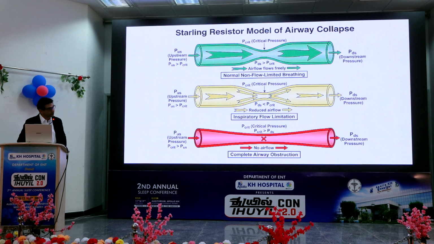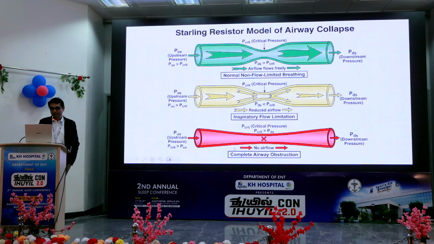This is a diagrammatic representation of Starling's law. The first one, the green, is the normal one. The PUS is the upstream pressure, Pcrit is the critical pressure, and the PDS is the downstream pressure. When the upstream pressure is more than the critical pressure, the airway is always normal. When the upstream pressure is almost equal to Pcrit, there is an inspiratory flow limitation. When the critical pressure is more than the upstream pressure, there is almost complete collapse of the airway. This is a complete apneic episode, which describes OSA.